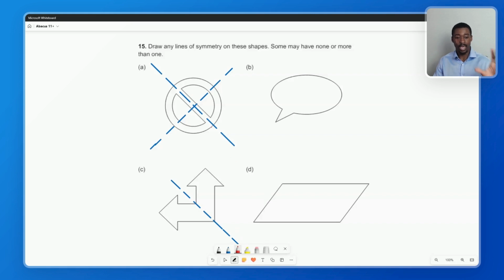A, B, C, D. A and C have lines of symmetry. B and D, the parallelogram, do not have any lines of symmetry.